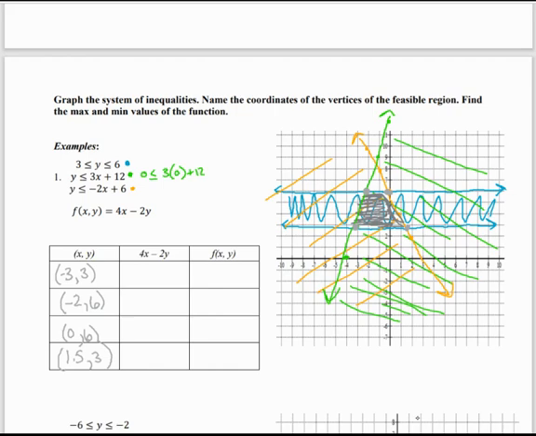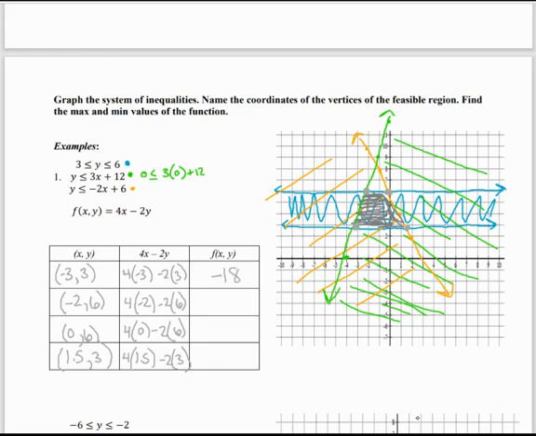Now what I do is I actually go solve what the value of my function would be with those ordered pairs. So the function they gave us is 4x minus 2y. So I'm going to plug those values in for x and y, and you can do all of your calculations. And for the first one, when I plug that in, we get -12 minus 6, so we get -18.